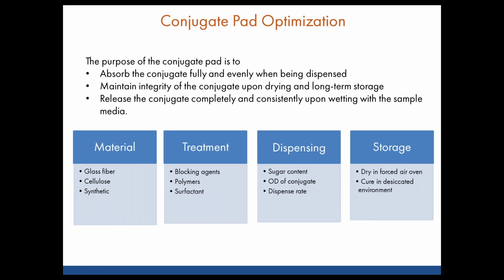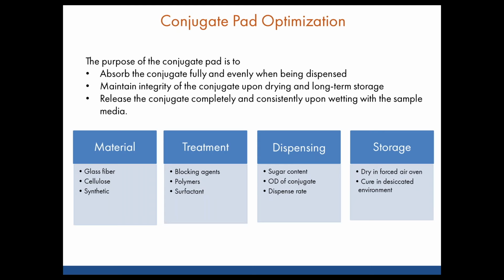An important consideration when choosing a conjugate pad is the volume you are planning to dispense per test. If your assay requires a large volume of conjugate, you may need a conjugate pad with a high absorption. If you need an ultra-quick test readout, a less dense conjugate pad will likely perform better. After dispensing, the conjugate pad should be dried in a forced air oven at 37 degrees and then stored in a desiccated environment until it is ready to be used.